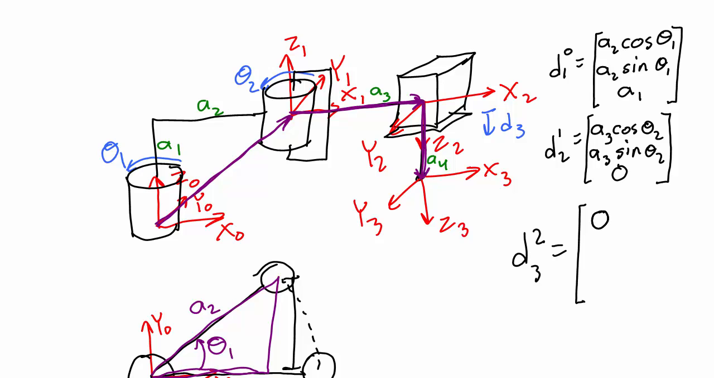The displacement in the x and y directions are both 0, because no matter what value we have for d3, there will never be any displacement between these two points in x or in y. The displacement in the z direction will be equal to A4, the distance between these two frames when d3 is 0, plus however much this prismatic joint has extended. And this gives us the complete displacement from frame 2 to frame 3.